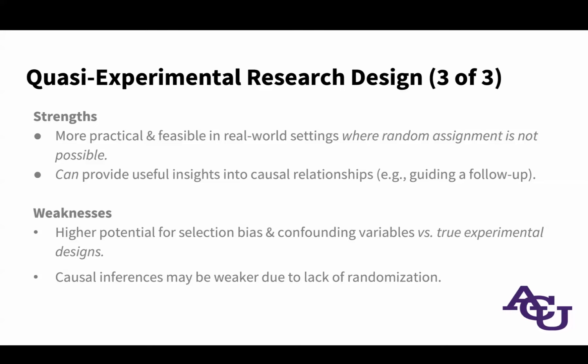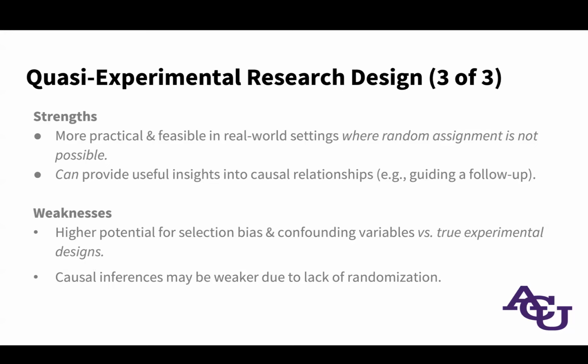where there's a strong potential for selection bias. Oh, this is a highly motivated patient. We'll put them in the treatment group. Well, they might be really good at adherence. They might be working out, say, in addition to their medication for diabetes control and weight loss. And so you can have a higher chance of selection bias and confounding variables compared to a true experimental design.